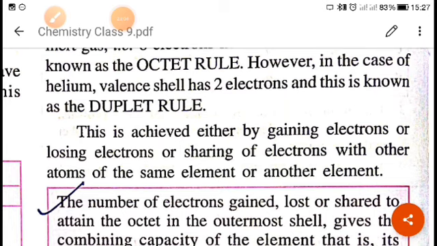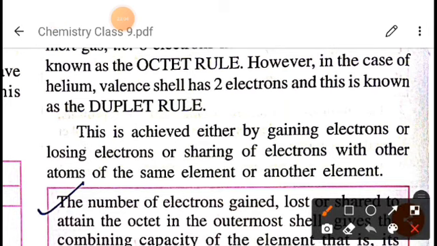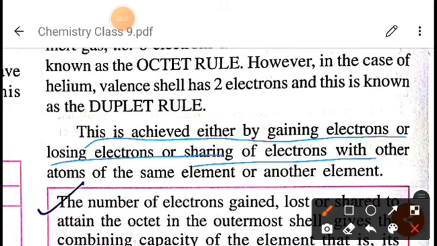As we have seen in the case of sodium, it was giving an electron, and in the case of chlorine, it was gaining an electron. As you can see written here, this is achieved either by gaining an electron, losing an electron, or sharing an electron with another atom of the same element or a different element. It doesn't matter. They will either gain, lose, or share electrons to attain an octet.